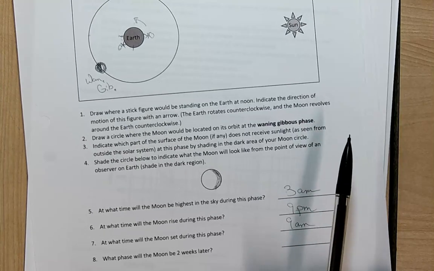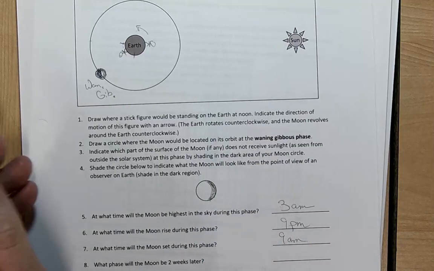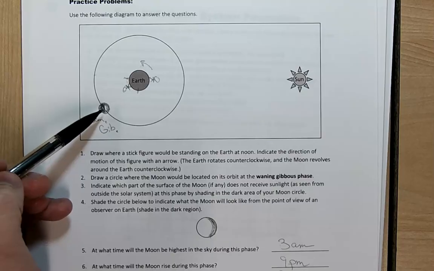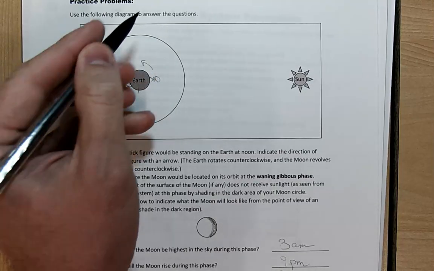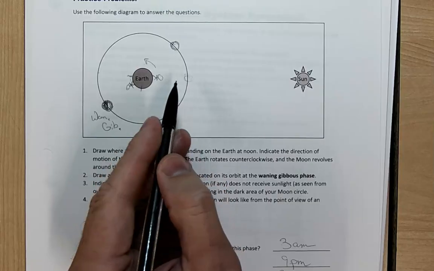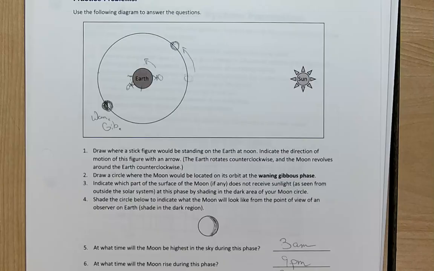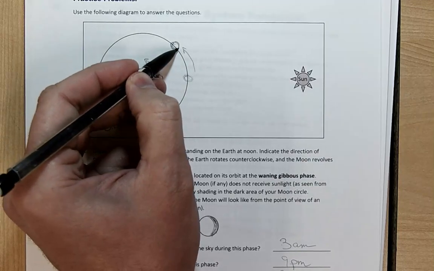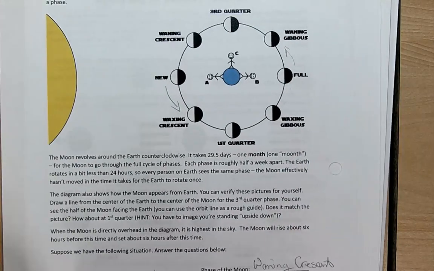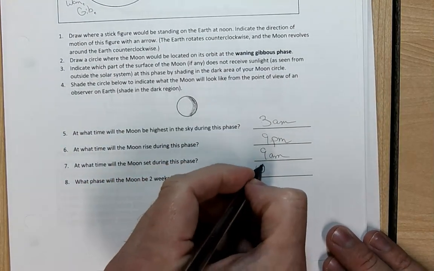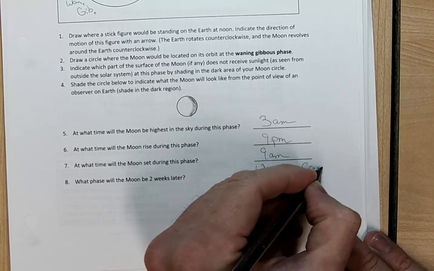What phase will the moon be in 2 weeks later? Well, how long does it take the moon to go around the Earth one time? About a month. A month is about 4 weeks, so 2 weeks after this, the moon will be halfway around the Earth. So 2 weeks later, the moon will be here. What phase is that? Well, when the moon is in front of the sun, that's a new moon. The moon orbits the Earth counterclockwise. What's the phase right after a new moon? That's a waxing crescent. So 2 weeks after the waning gibbous is the waxing crescent.